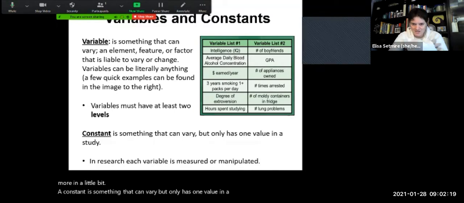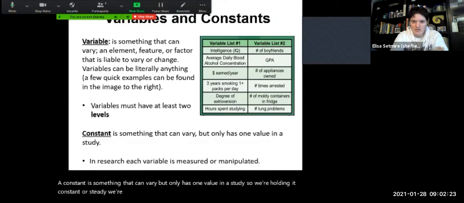A constant is something that can vary, but only has one value in a study. So we're holding it constant or steady. We're giving it only one value so that we can very easily make a direct comparison. And in research, each variable can either be measured or manipulated, which again, we'll talk quite a bit more about in just a moment.